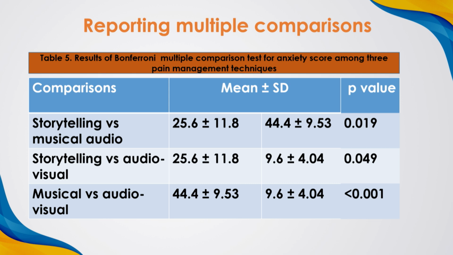So, from the table we can conclude that for the comparison between storytelling and musical audio, the p-value is 0.019, which is less than 0.05. So, you are going to reject the null hypothesis that mu1 is equal to mu2. Similarly, for the second pair of comparison, we are again going to reject. For the third pair also we are going to reject because the p-value is less than 0.05.